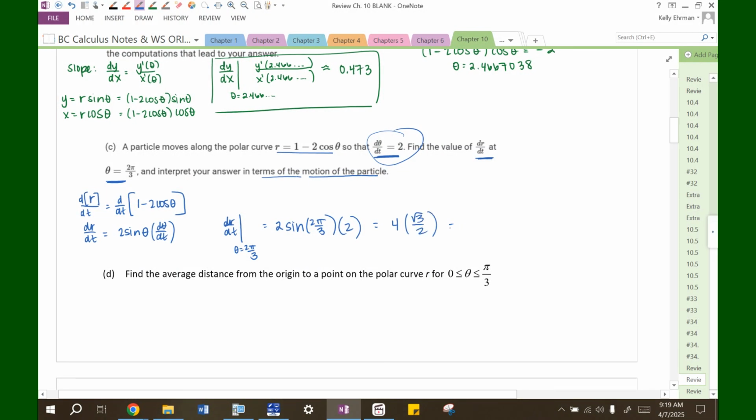You could also give the calculator version of this answer, whatever 2 radical 3 is as a decimal. Oh, I have it here. It's 3.464. Either one would be fine.